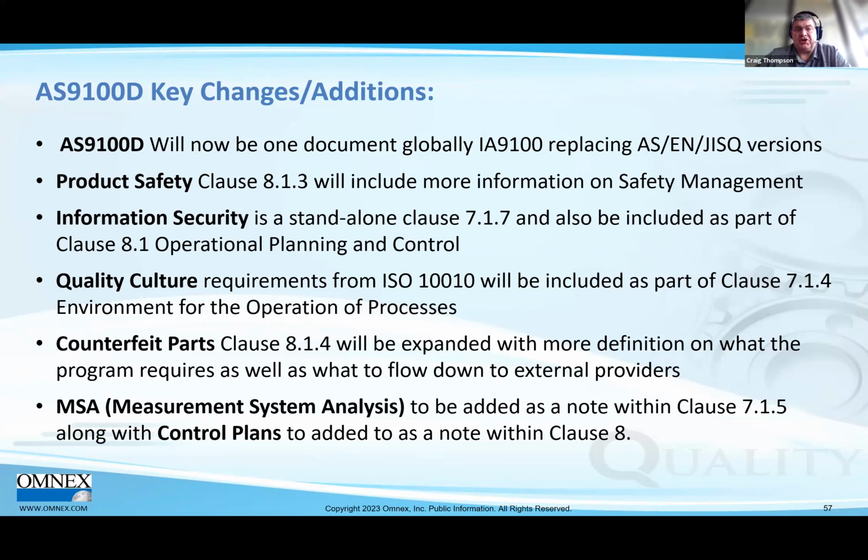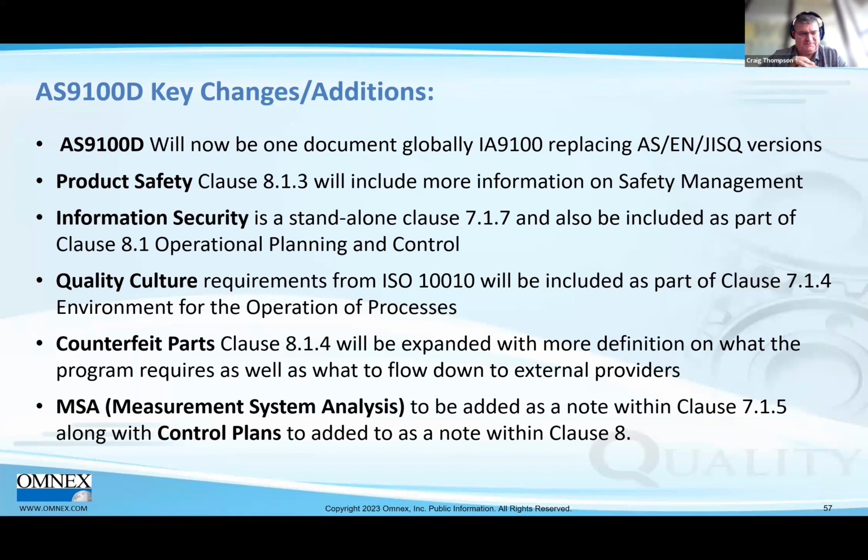Also, information security, which we just talked about a minute ago with cybersecurity. It is getting to be bigger, like Chad said, in all of the different industries, and they are actually creating within IA9100 its own clause. So 7.1.7 will be a specific clause around information security, and they're also going to add some things to 8.1 around operational planning and control. The clause is not going to specifically say ISO 27001, but it kind of heads you in that direction, right?